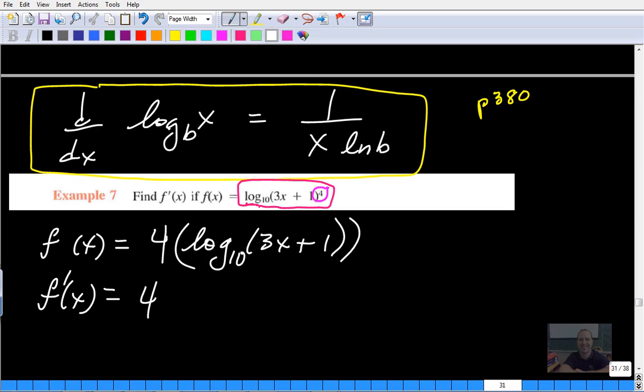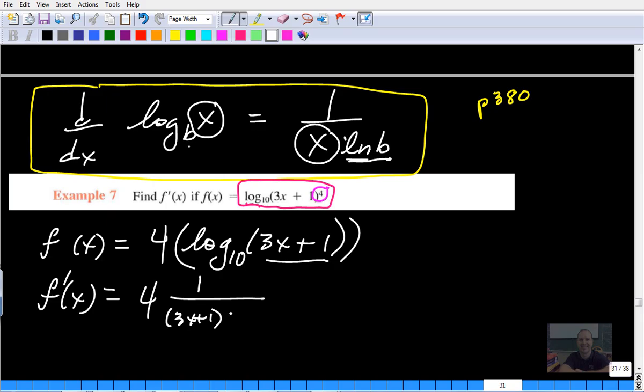So we said the derivative of a logarithmic function is this pattern right here. So let's do that. 1 over, now this value x goes down here in the denominator. And what's the value of x here? This one right here, 3x plus 1. And then we multiply that by the natural logarithm of the base here. So that's ln 10.